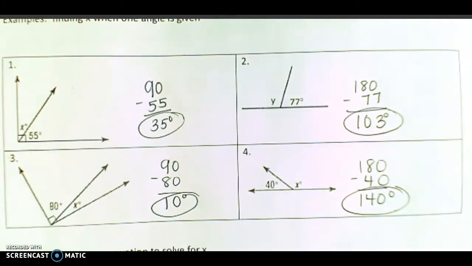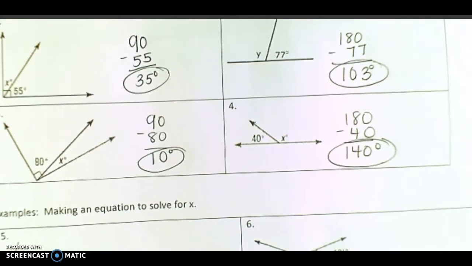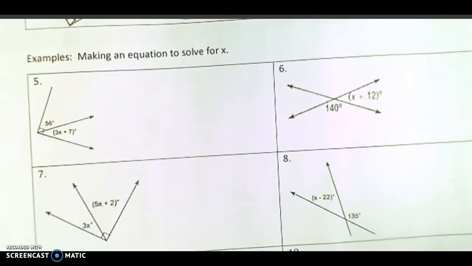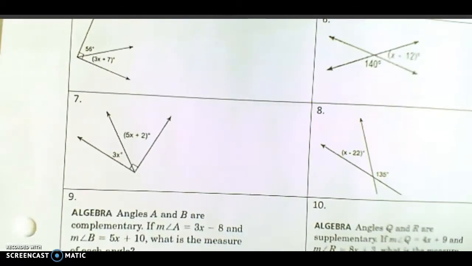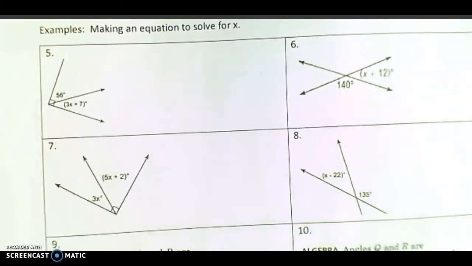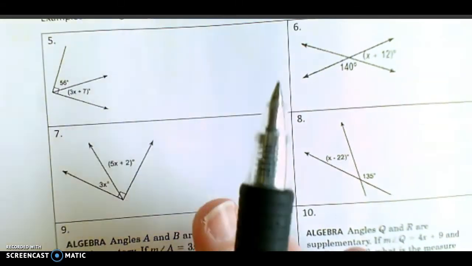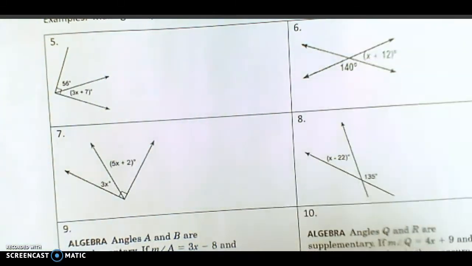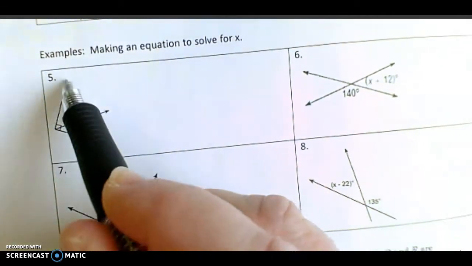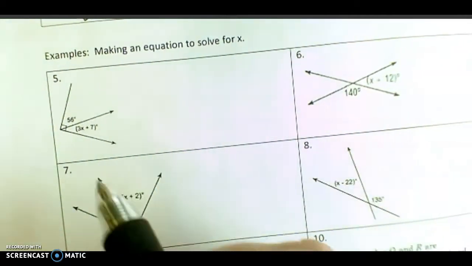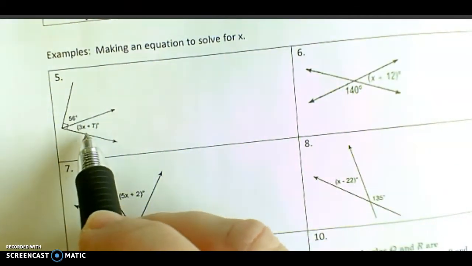Now, unfortunately, the angles that you're going to be looking at are not always quite so simple. They might be equations that you have to solve. So you still start off with trying to figure out, do I have a complementary angle or a supplementary angle? On number 5, these two angles are complementary. Again, I see the box and it looks like a right angle. So that means that these two things add up to equal 90.